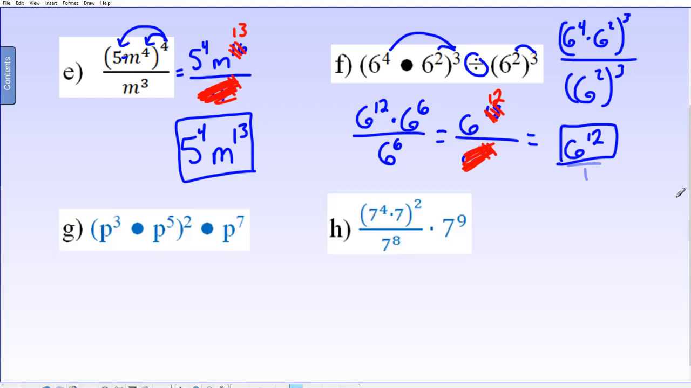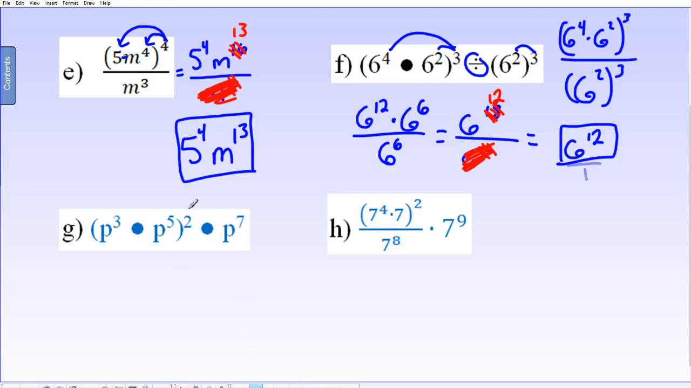Okay, here are 2 to try for yourself. Letters G and H. Letter G looks a lot like letter F, so maybe you use that as your example to look off of. And letter H looks similar to letter E. So go ahead and pause the video, try these 2 on your own. When you are ready to continue, hit play and we'll go through them together. Okay.